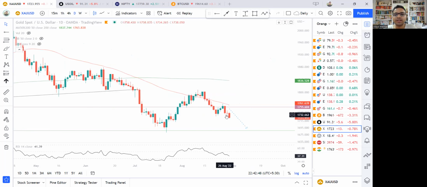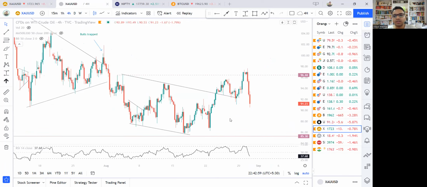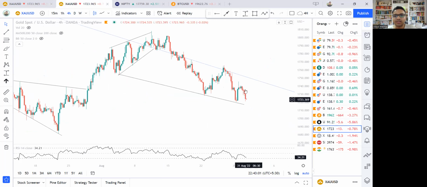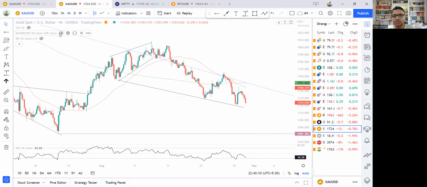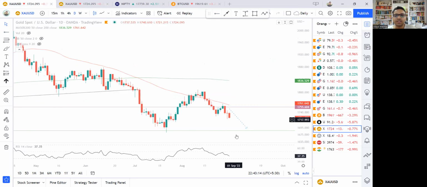Gold, totally bearish. The price action itself is totally bearish, and yesterday we discussed, after looking at this, that I'm expecting price to go back all the way to 1680, and today's price action is kind of supporting that thesis. Looks like 1680 is not very far away in gold. Highly likely we are going to reach 1680 in the next few days, maybe by the end of this week or early next week.